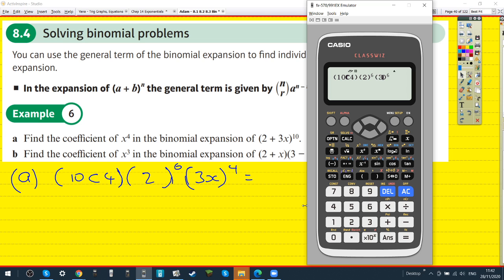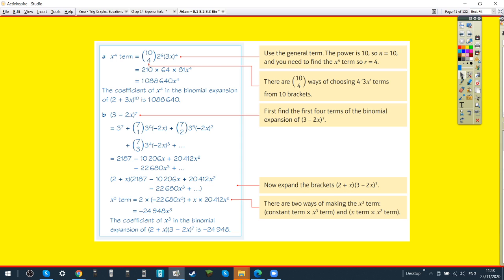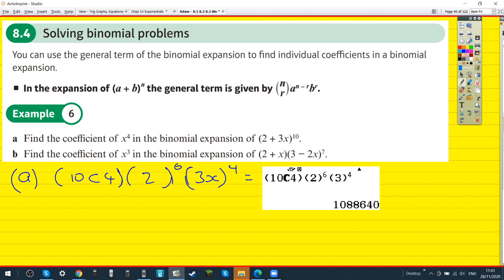So it'd be 1,886. No, 1,088,640. That's it. Okay. And that is there. Now question B. Okay. How do we do this? Let me come back to this.